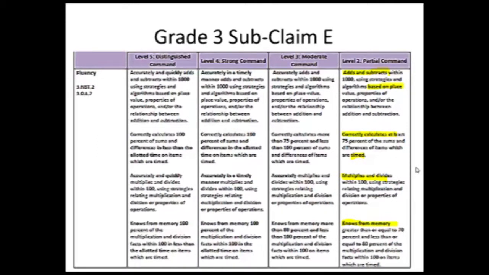So it's a valuing of not only the fluency in terms of quickness, but it's also in using those strategies. And you see, the strategies don't go away. Just because I'm at a level 5 doesn't mean I stop using the strategies. It's just that I'm maybe better at them.